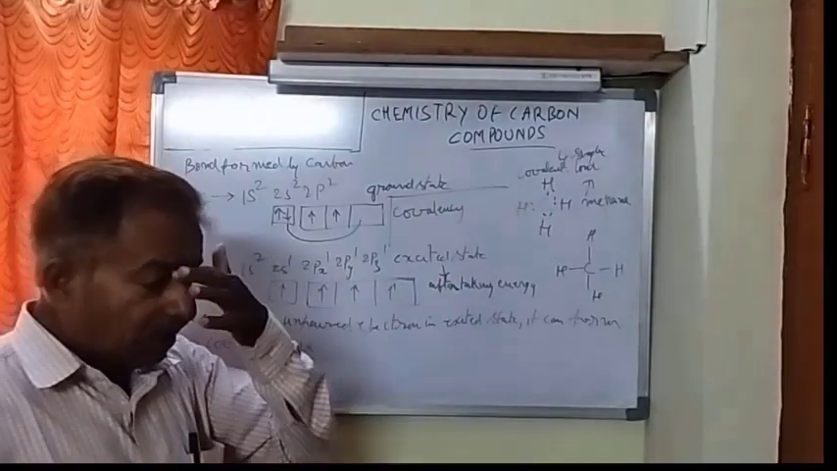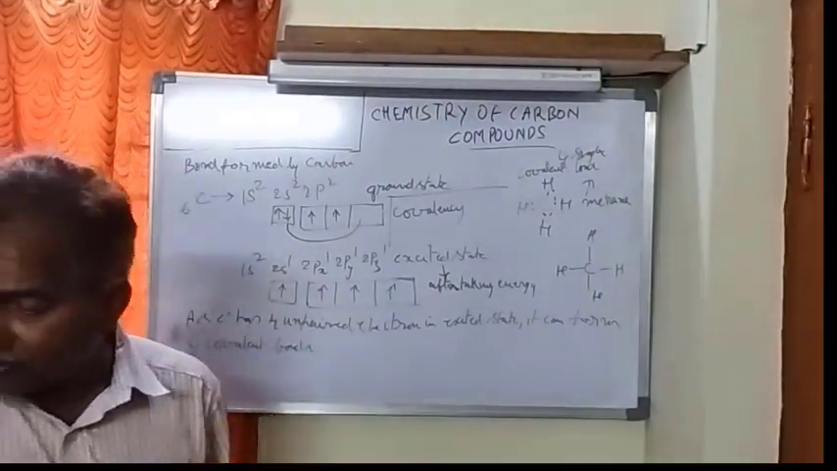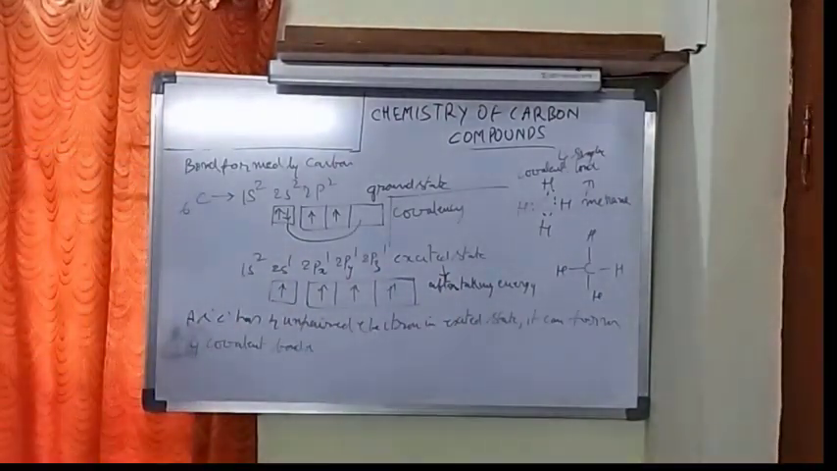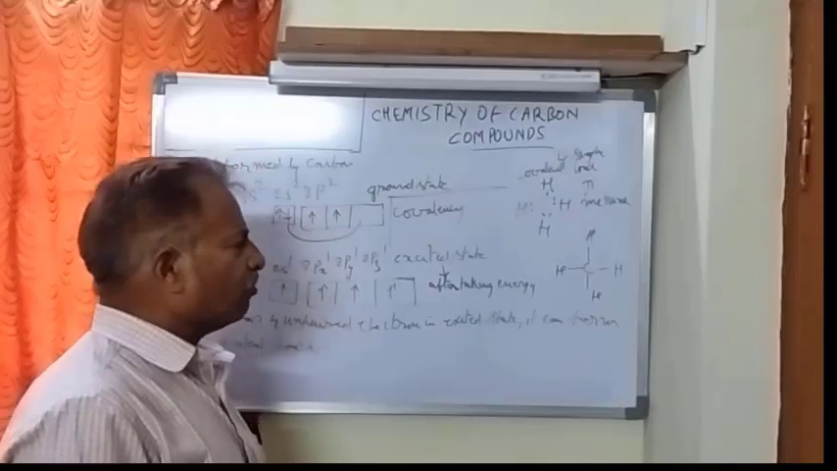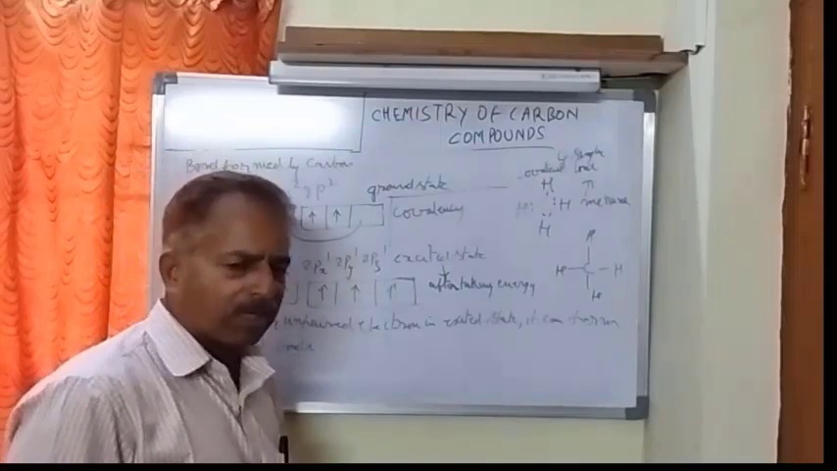As carbon can form 4 covalent bonds in methane, its covalency is 4. For nitrogen, covalency is 3. For oxygen, covalency is 2. For hydrogen, covalency is 1.